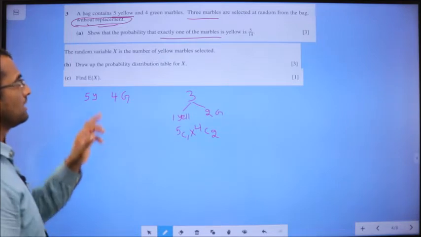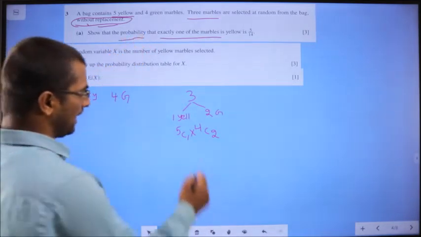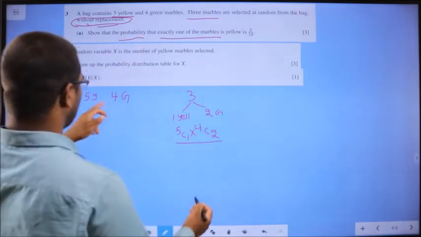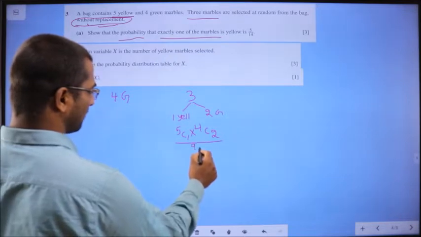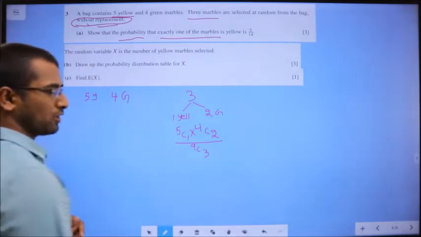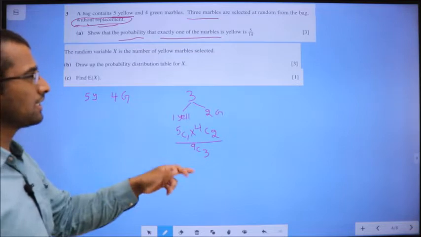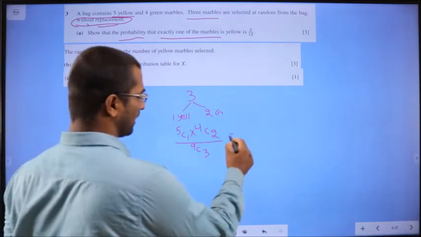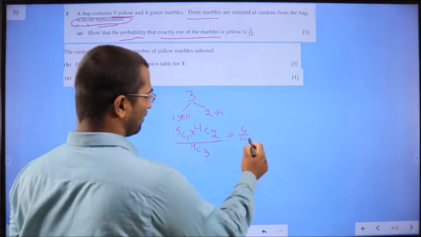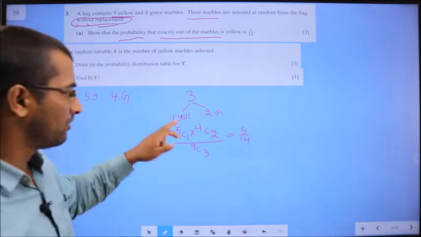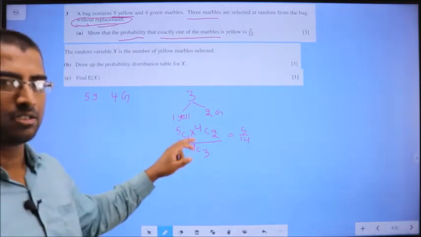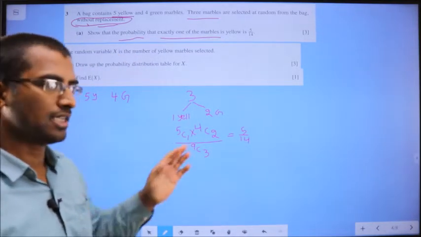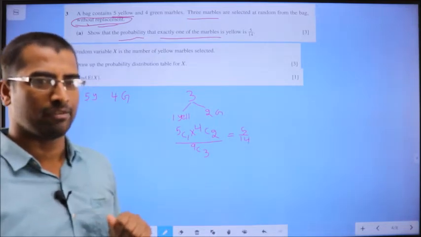Okay. Since he is asking for the probability, divide it by the total. Total is 5 plus 4, 9. From the 9, you are selecting 3. So 9C3. Put this in the calculator, you get 5 by 14. Okay. If you get this idea of using the combinations, you get this very easily. Otherwise, writing all the options will be difficult.